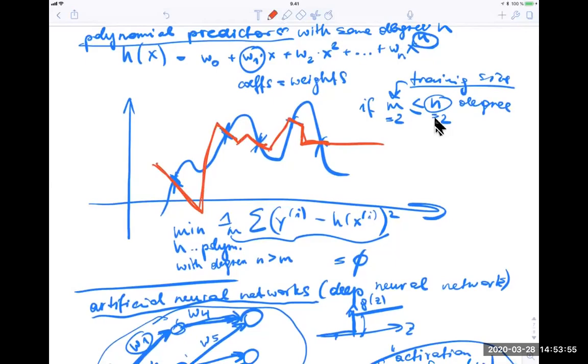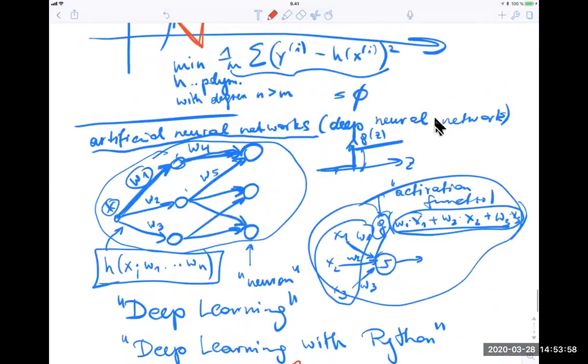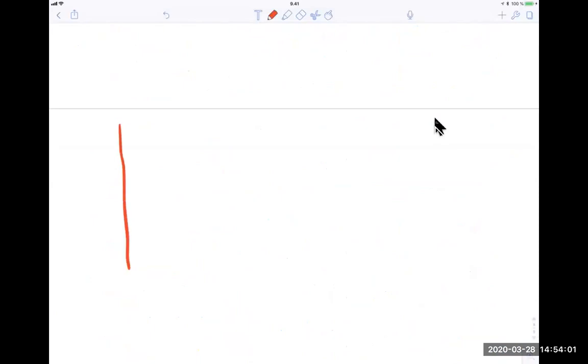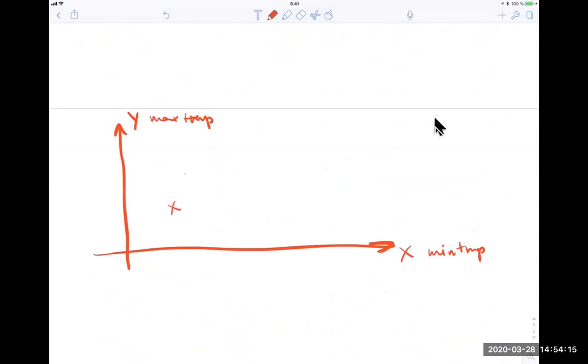Yes, one excellent comment. No, it's not good because I have tried it out once. I have downloaded FMI data. So X was the minimum temperature of the day, Y was the maximum temperature of the day. I had some data points. And then I thought, okay, I wanted to try out deep neural networks in Python. So I trained a deep neural network, and what I got was essentially this.